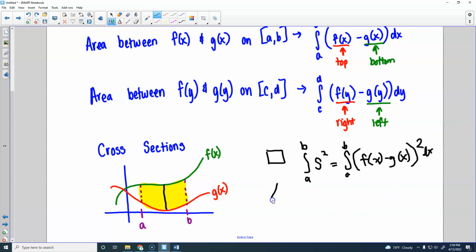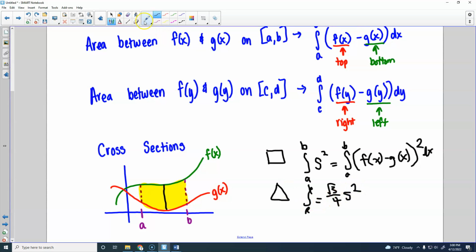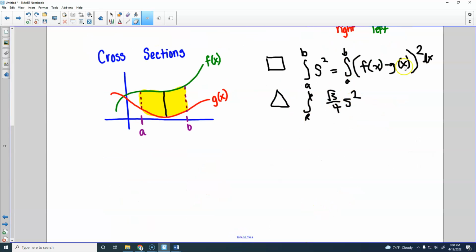If we had equilateral triangles, what was that one? That's an A to B right there. It is square root of 3 over 4 S squared. Alright, our S is the same. It's f of x minus g of x, squared. So you plug that in. I'm not going to do that because of how terrible my writing is right here. So S, just know it is f of x minus g of x.